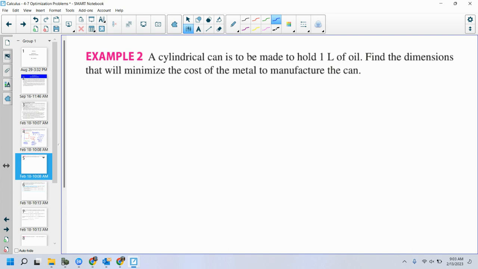Now, what in turn is going to minimize costs? If I want to truly minimize costs, what do I have to actually minimize out of the can? The material, right? And if I want to minimize the material, what truly do I have to minimize about the cylinder? The surface area. So I'm going to minimize surface area. Oops, I forgot my R. Surface area.